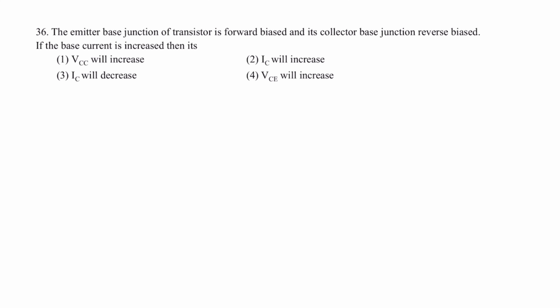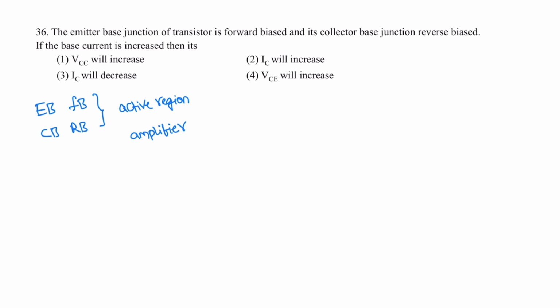Next question. The emitter junction of a transistor is forward biased and the collector base junction is reverse biased. If the base current is increased, then what happens? So given the emitter base junction is forward biased and the collector base junction is reverse biased, the transistor acts in the active region. If the operating point is in the active region, the transistor acts like an amplifier.